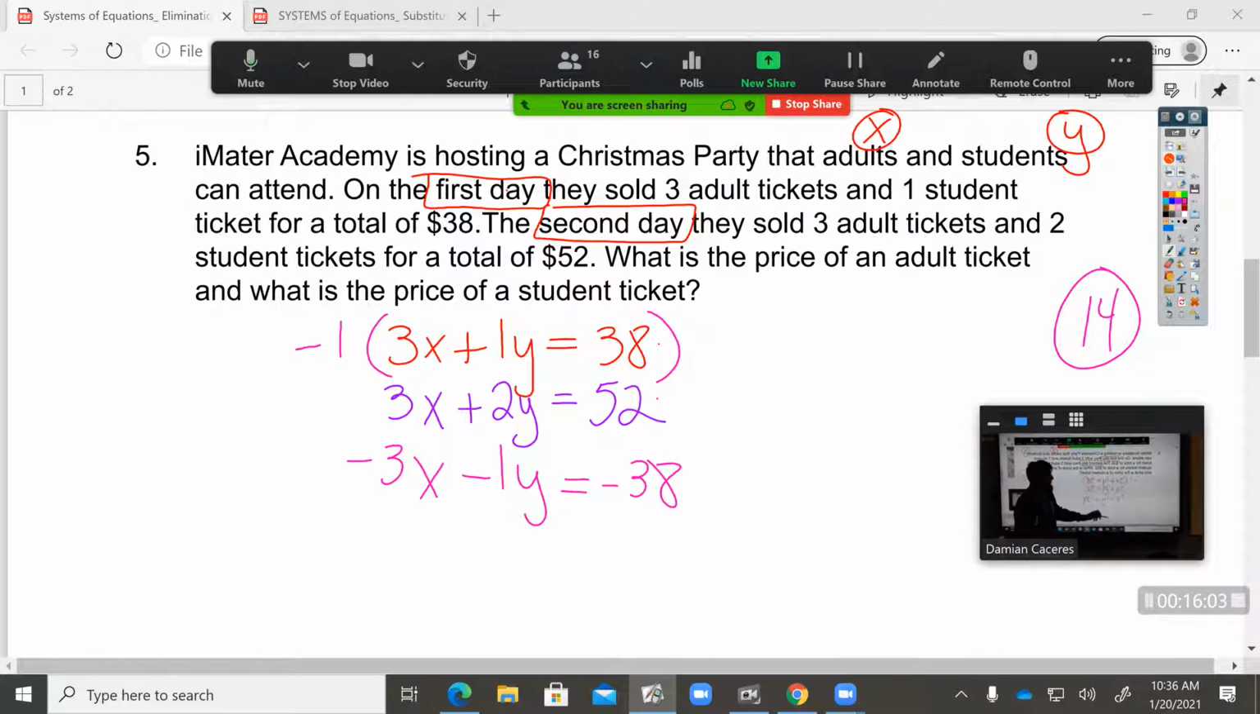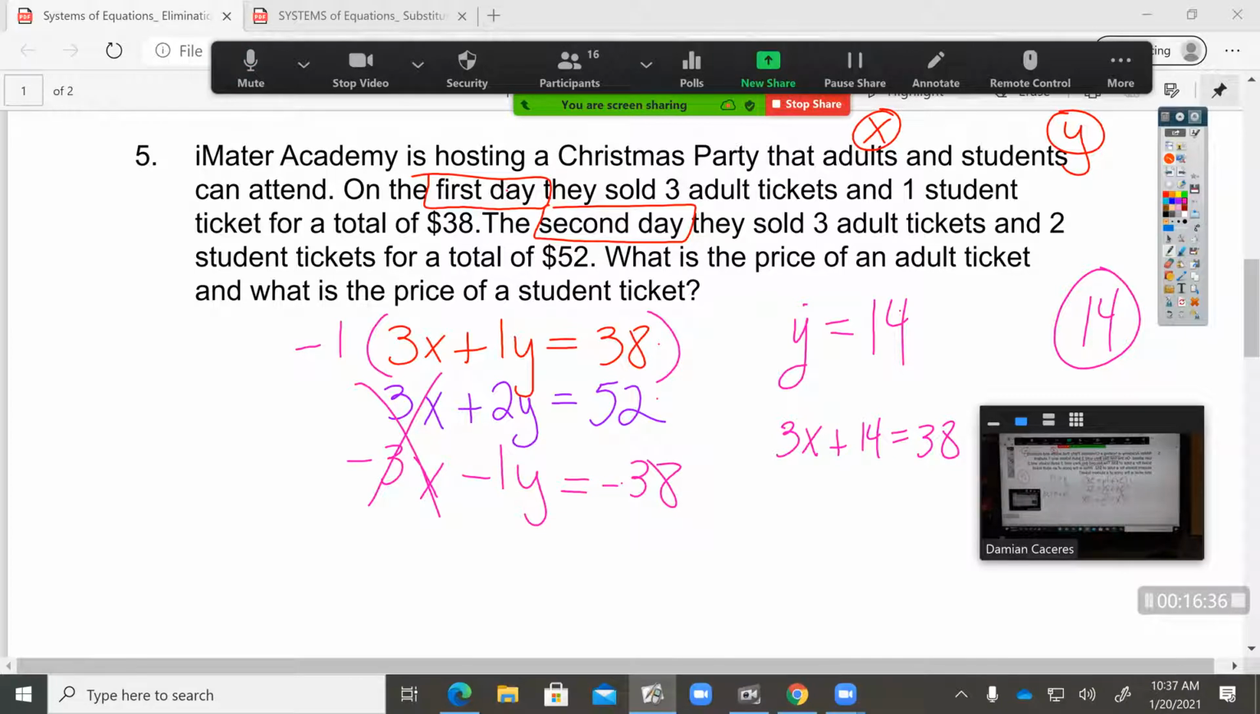Now we combine the equations. 3x minus 3x eliminates. 2y minus 1y is 1y. And 52 minus 38 is 14. What do you know? Student price is 14, just like we had guessed. Now, to find out the adult ticket price, you need to plug in 14 for y in any of these equations. I'm going to use the first one. 3x plus 14 equals 38.